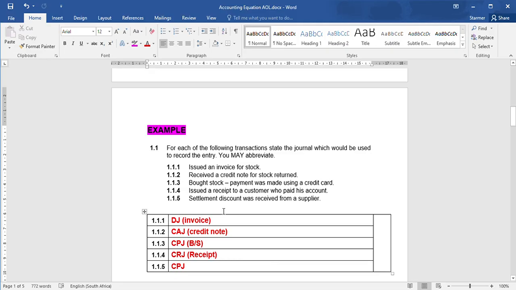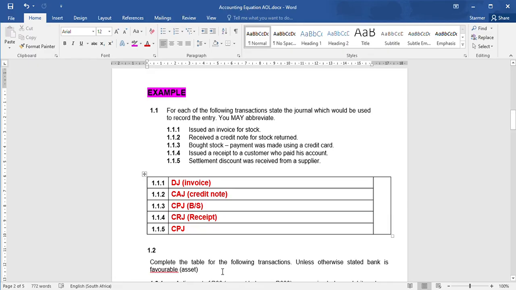And then settlement discount was received from a supplier. You will receive settlement discount if you pay back somebody. So the journal for that will be cash payments journal. There isn't actually a source document for the discount that you receive. You will just need to make a note of it and then record it in the CPJ.